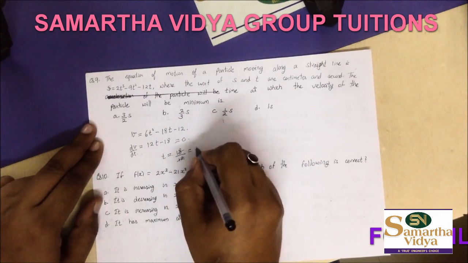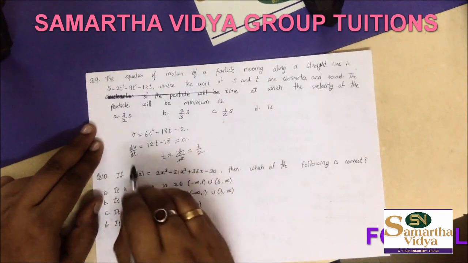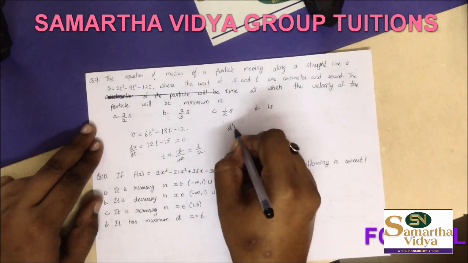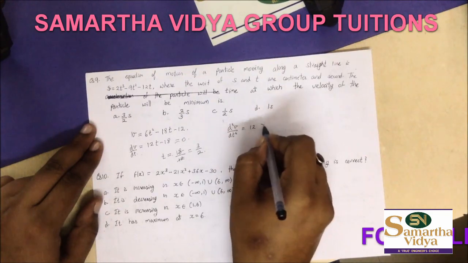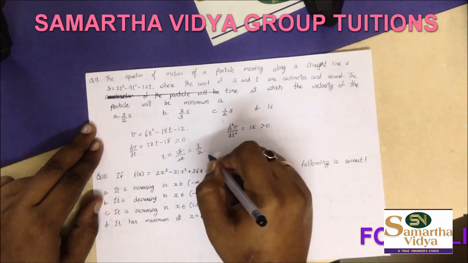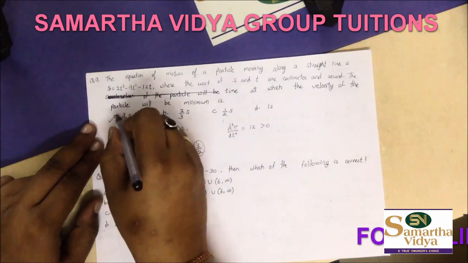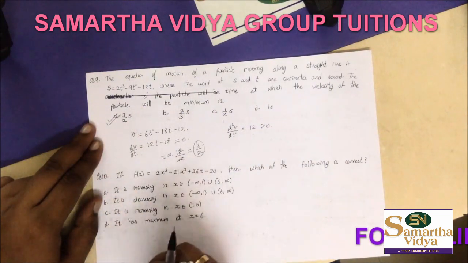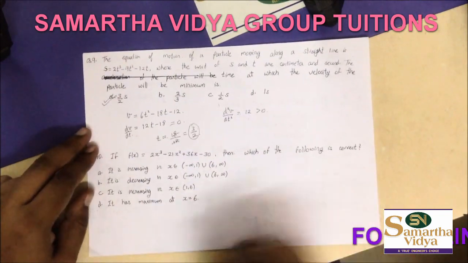Let's see whether it's the minimum value or not. So I need to find the double derivative. The double derivative of velocity is going to be nothing but 12, which is greater than 0 for any value. So for 3 by 2, I'm getting the minimum value. That's why the time is 3 by 2. So if you selected A, that's your right option.